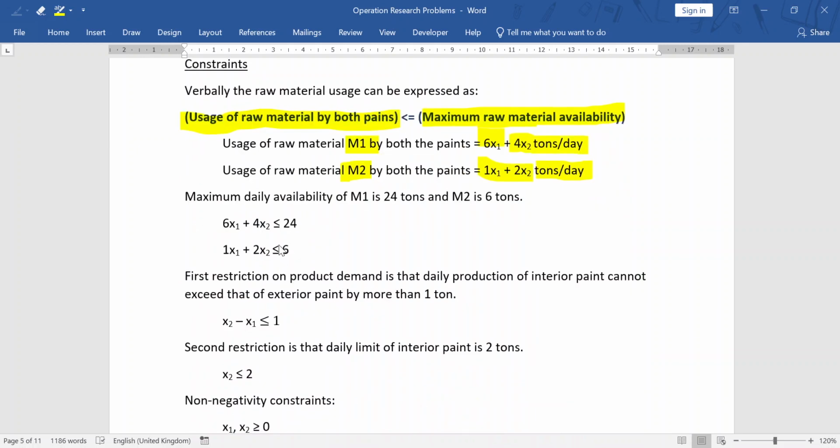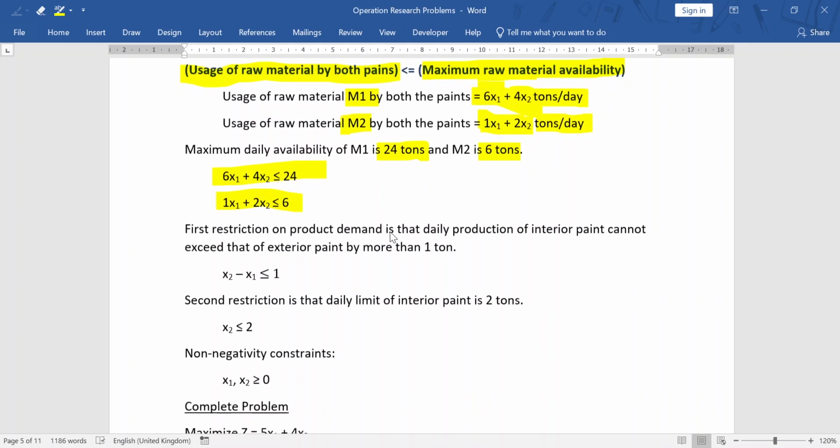Next we will see the maximum daily availability of M1 is 24 tons. You can verify from the table that the maximum daily availability of M1 is 24 tons and M2 is 6 tons. So 6x1 plus 4x2 is less than or equal to 24, so this figure cannot exceed 24, and this figure cannot exceed 6. These are the restrictions in terms of raw material availability.